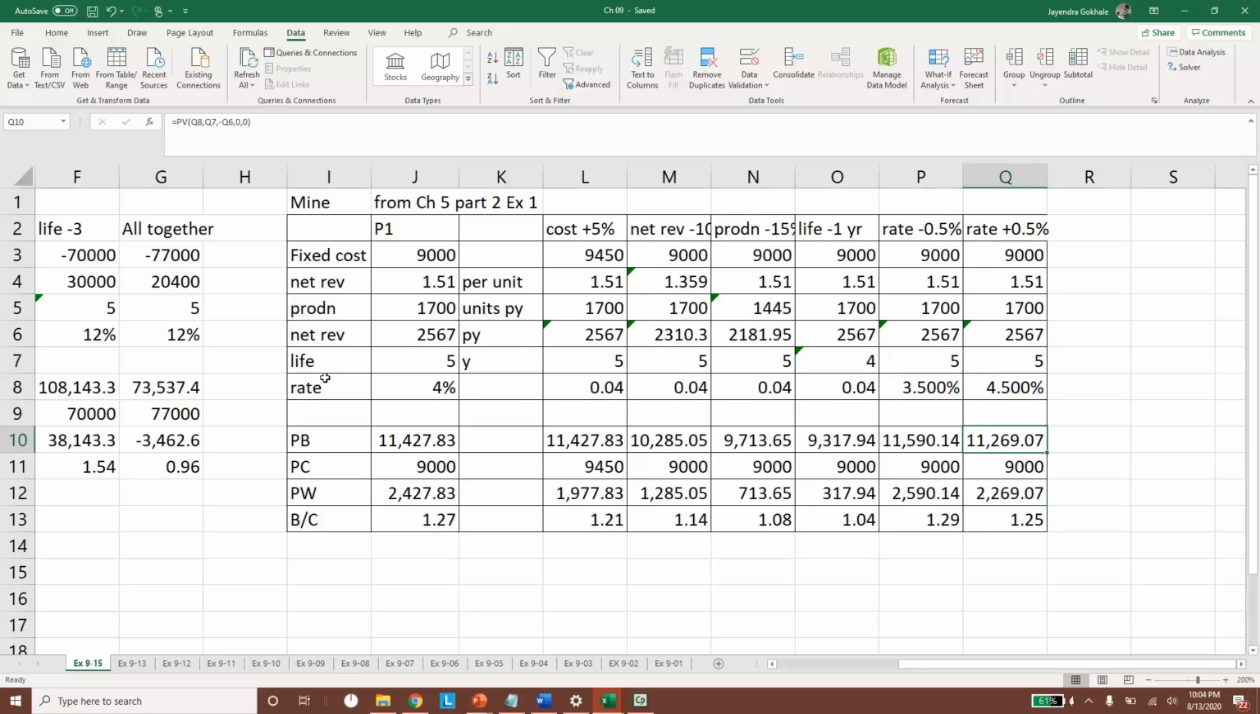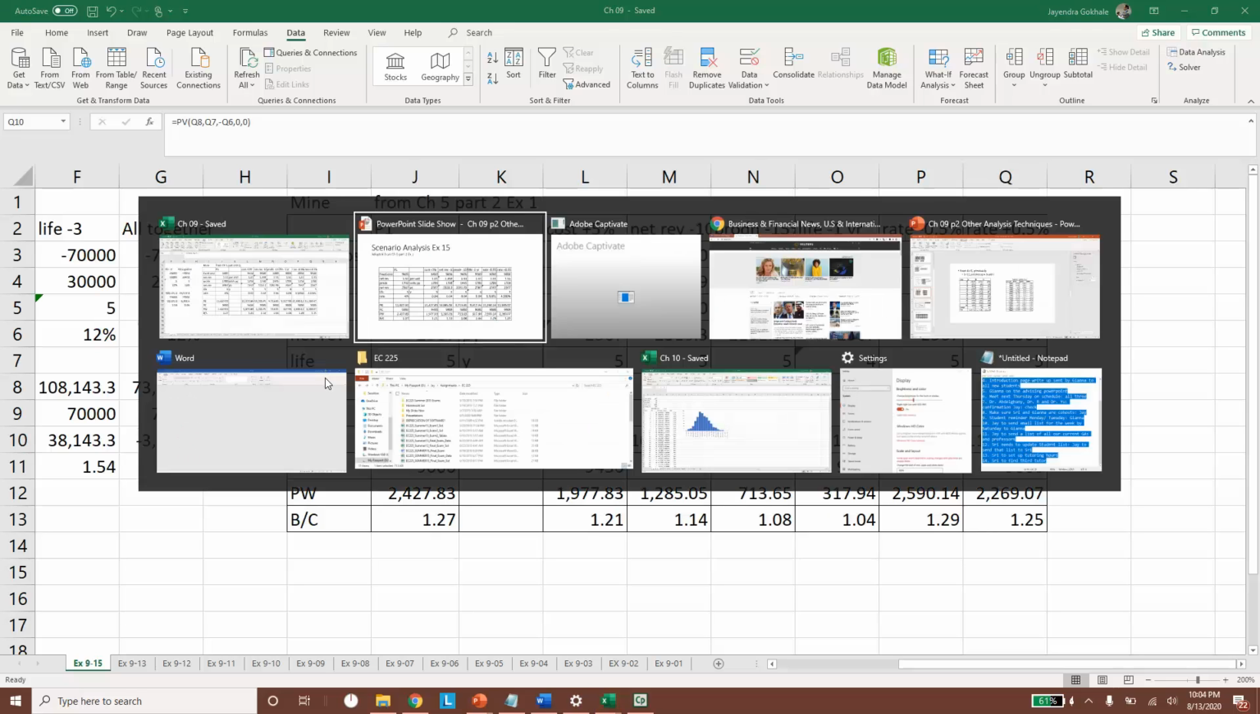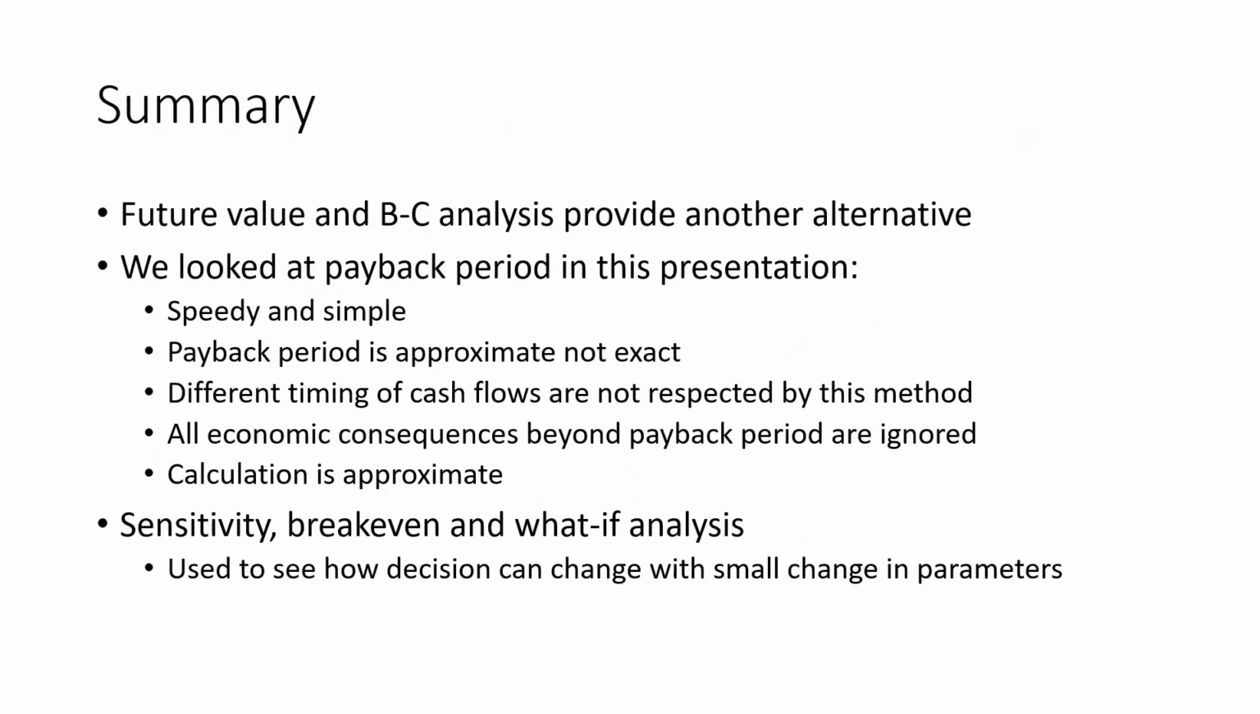So that is how we do scenario analysis. And what we've studied is the effect of increase in cost, decrease in revenue, increase or decrease in production of units, change in the life, and change in the discount rate. That is scenario analysis. To summarize, the future value and BC analysis provide more alternatives in economic cost analysis.